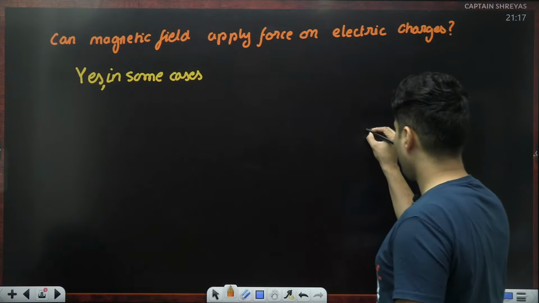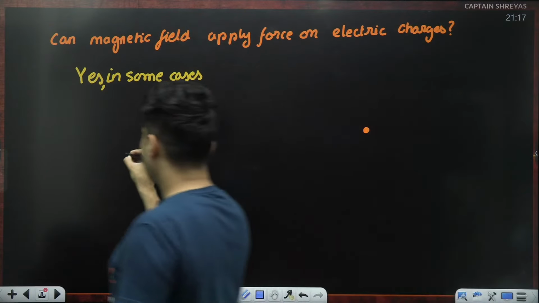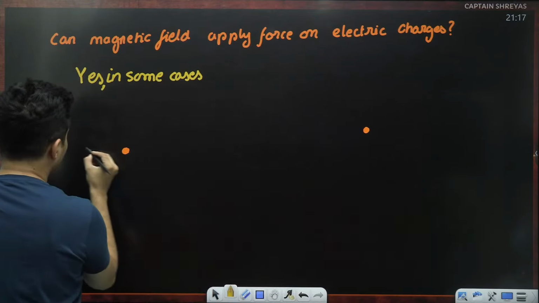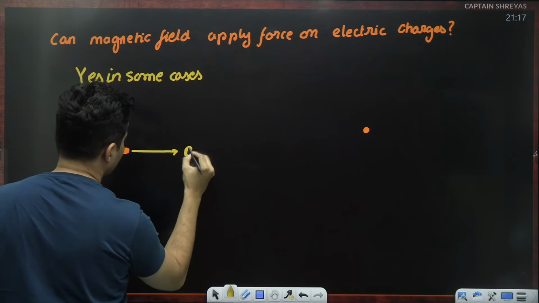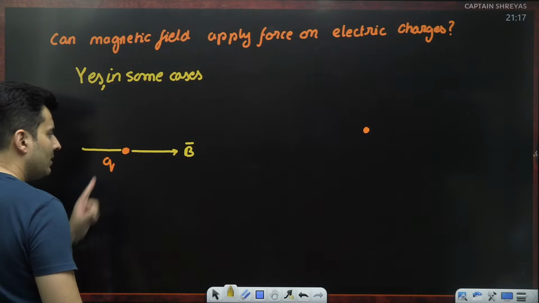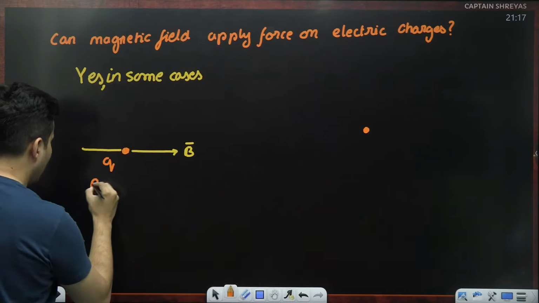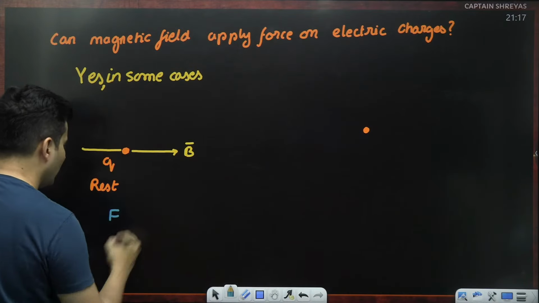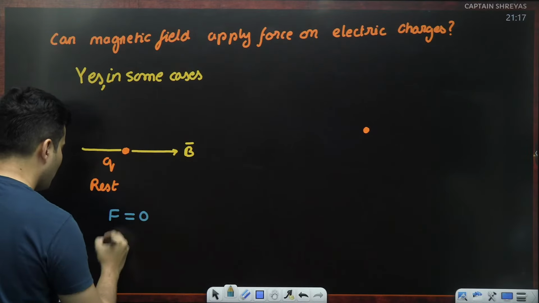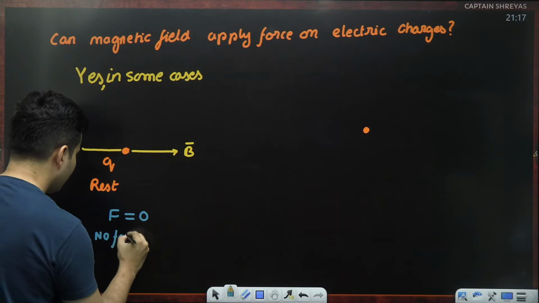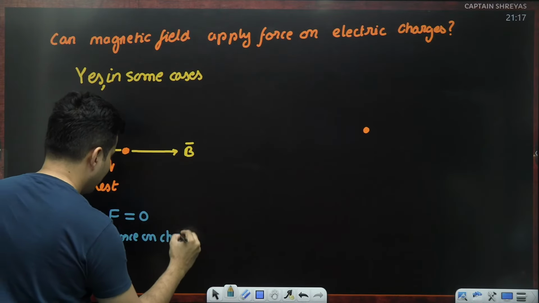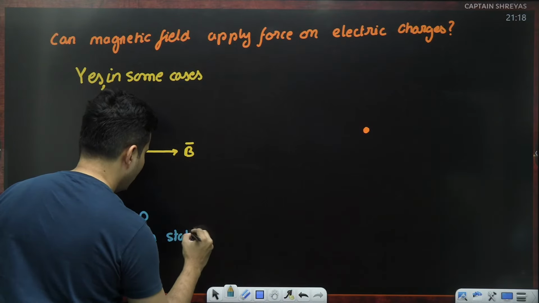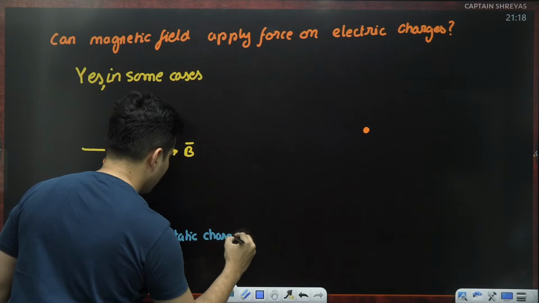Say for example, you have a charge, and let us say that the magnetic field is like this. If this charge right now is at rest, they found that there was no force acting on it. The force on it was 0. So no force on charges at rest, basically static charges. That is what they saw.